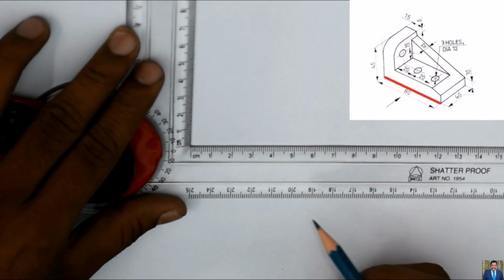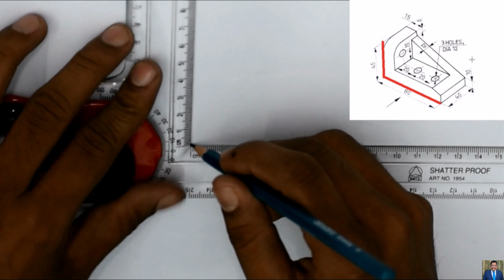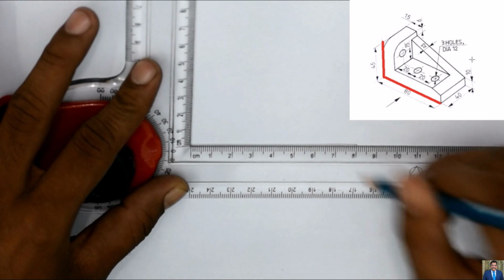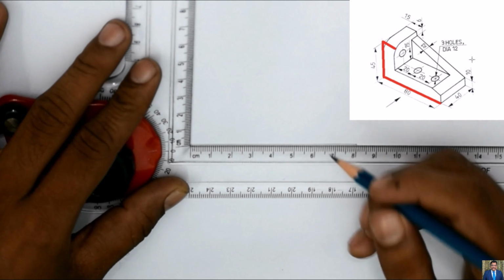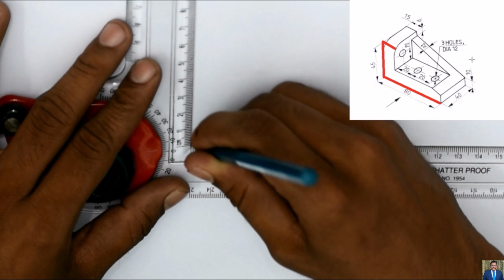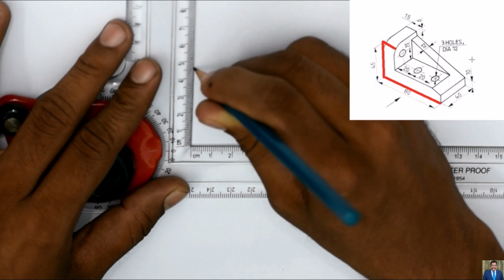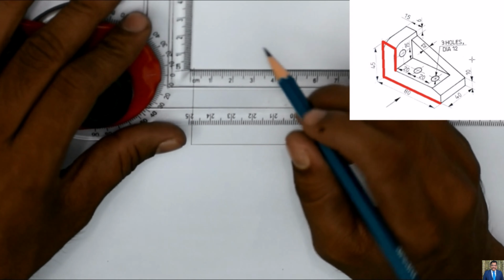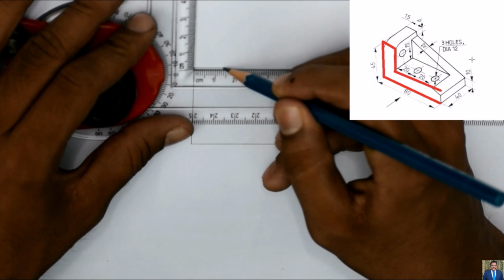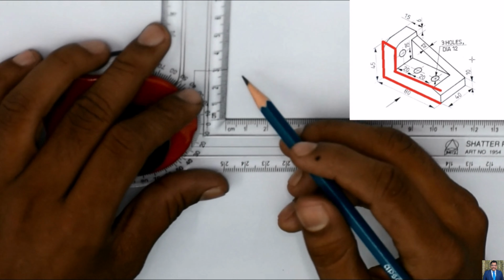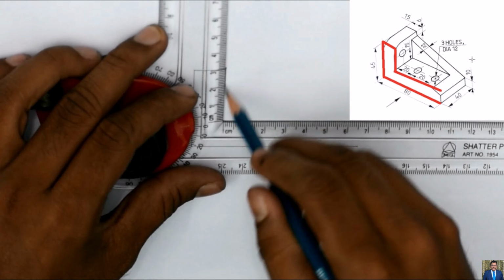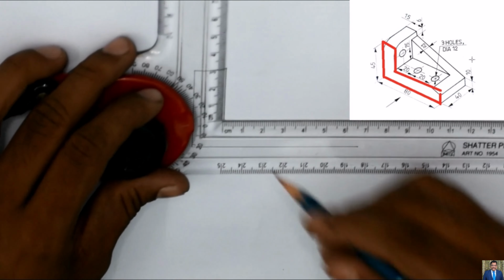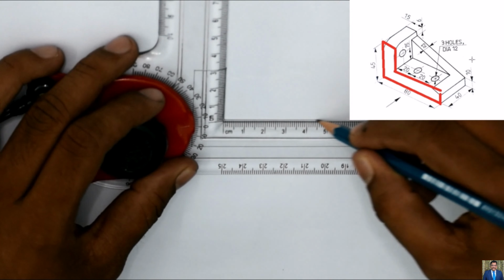So now we will start with the front view first. The line here is 80 mm, and the height here is 45 mm. First I will complete this, and this length is given as 15, and so we will continue 30 mm below, because as this is 15, this length is also 15, and I will draw this line till the end.